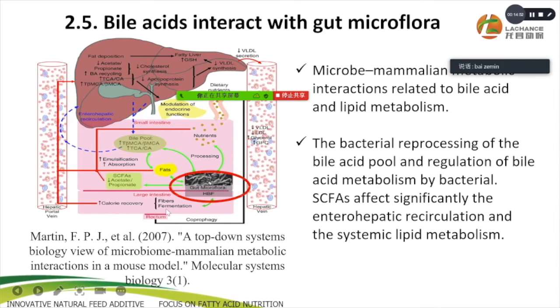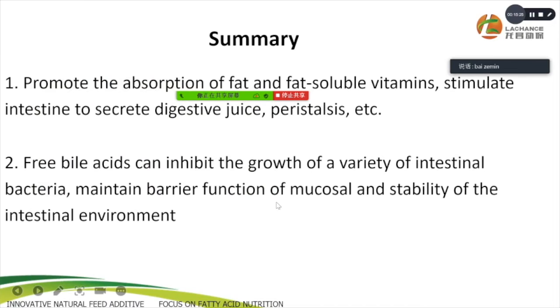Okay, this is the microflora in the gut, and it can reprocess the bile acid pool, and there is regulation of bile acid metabolism by bacteria. So for human beings, a lot of research has been done, but for aquatic animals, there is a shortage of research. I think in future, more and more research institutes, universities, even companies, will do such kinds of jobs. And let me do the quick summary.